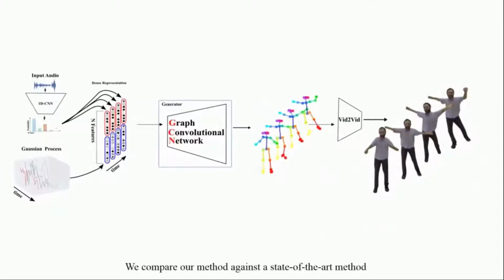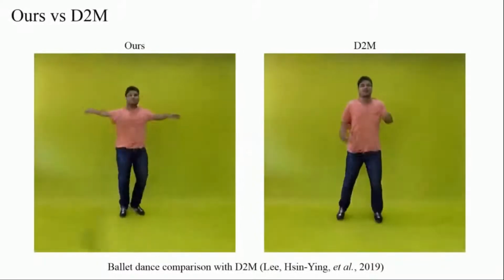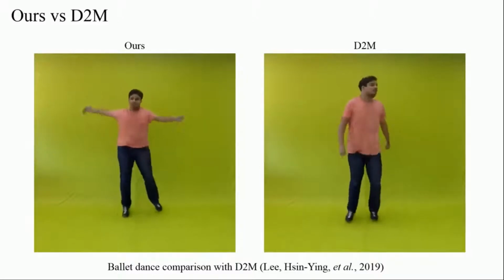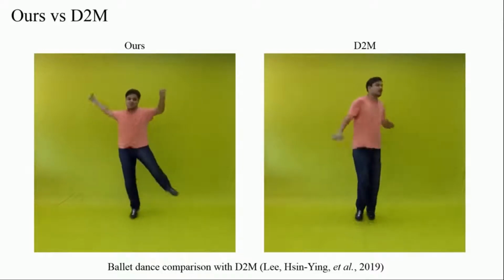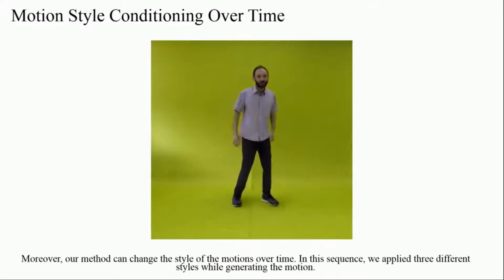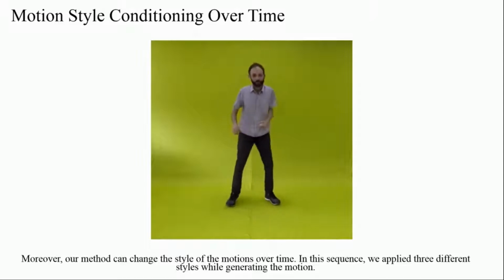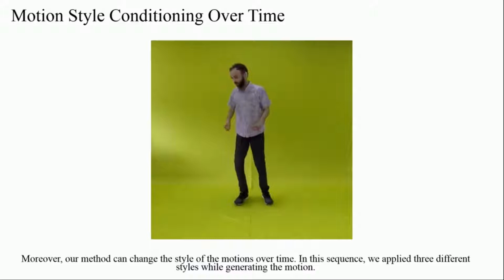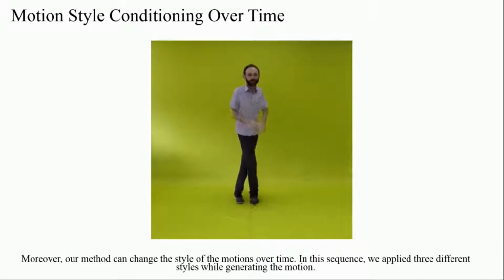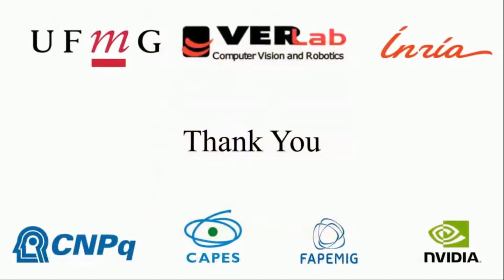We compare our method against the state-of-the-art method. Ballet dance comparison with dancing to music. Moreover, our method can change the style of the motions over time. In this sequence, we applied 3 different styles while generating the motion. Thank you.